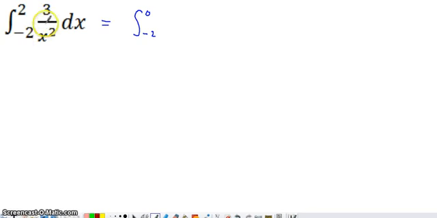This would be the signed area between this curve and the x-axis on the interval from -2 to 2. Well, we can break that up into that signed area from -2 to 0, and then we can add on the rest of the signed area from 0 up to 2. So we would break the integral up like this.